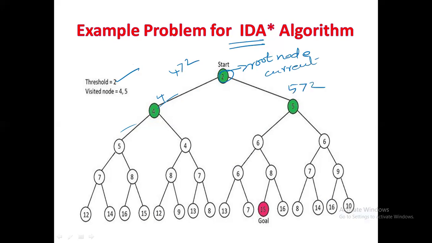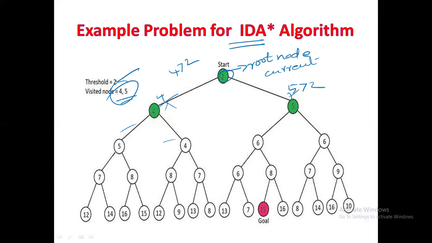So in this step these two are pruned. The values 4 and 5 are pruned, not expanded further. Similarly, the second child 5 also exceeds the threshold, so it is also pruned. As a result, the iteration ends with the pruned values 4 and 5, meaning these nodes will not be explored in this iteration.